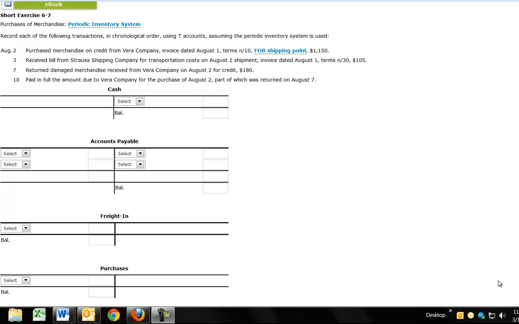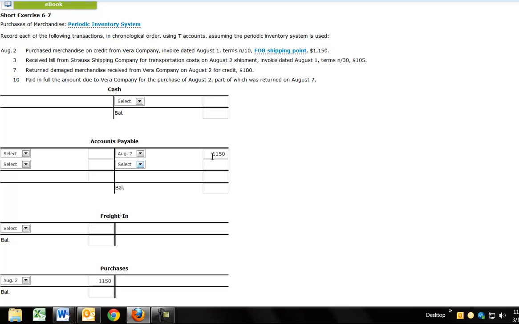So we're going to record the purchase of $1,150. On August 2nd, we're going to use our purchases account. Also, in the periodic method, we do not use the merchandise inventory account. We use an account called purchases. So on August 2nd, we will record $1,150. And it's the purchases account that will show up on the income statement that helps us calculate our new inventory and our cost of goods sold. So we debit purchases on August 2nd for $1,150. And since we bought it on account, we will credit accounts payable for $1,150 on August 2nd.